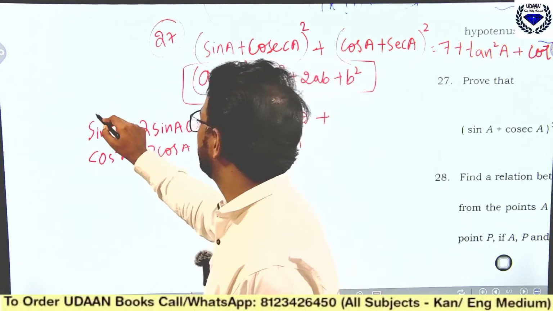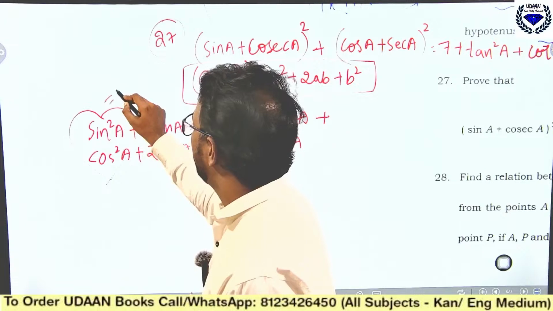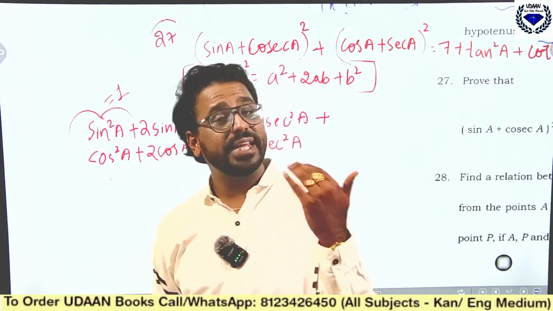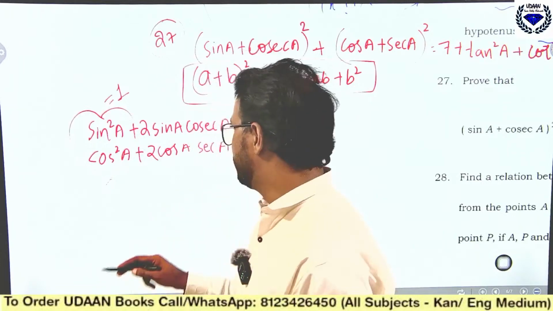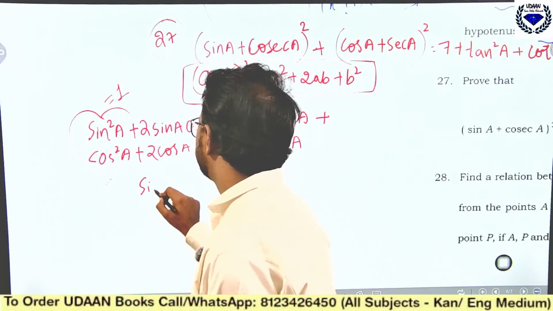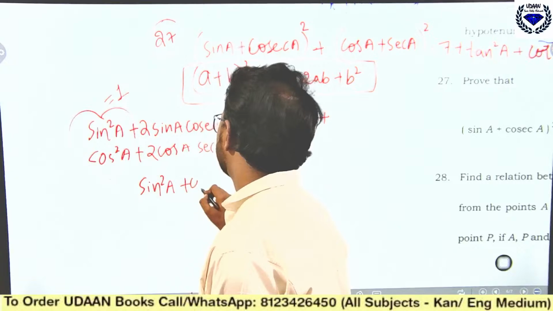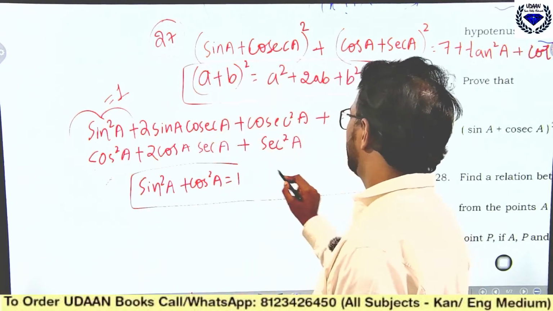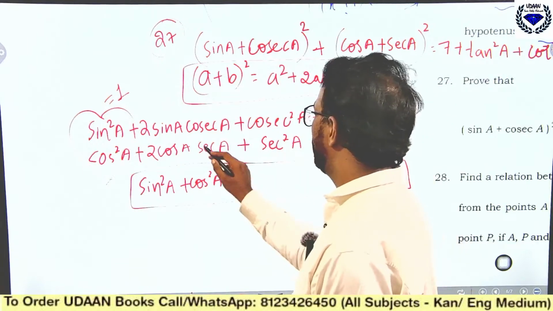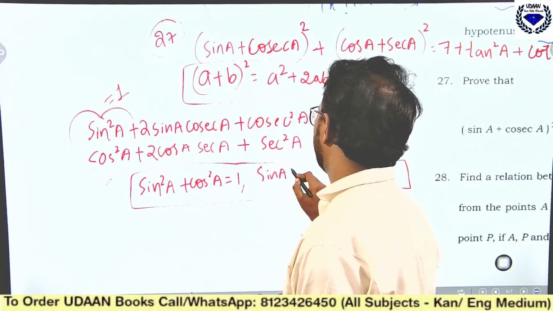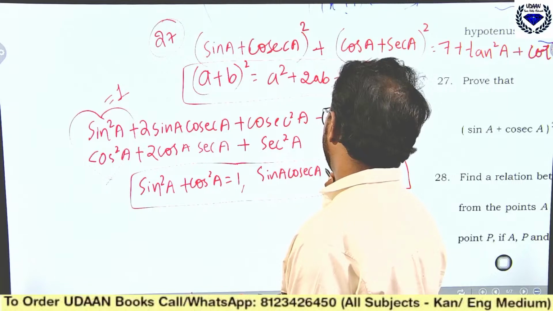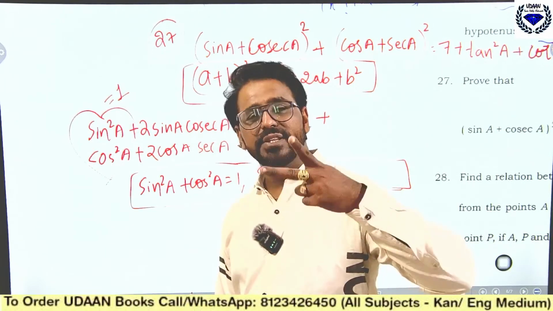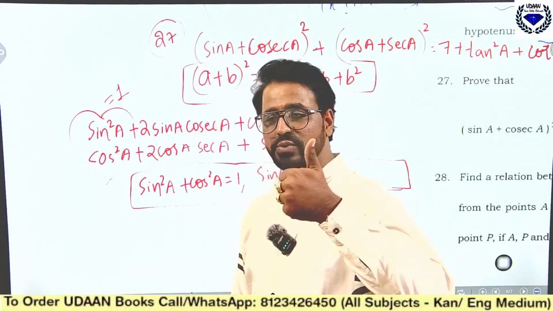Now you got to know this, and this will become what? 1. Why? Sin square theta plus cos square theta is equal to 1. This is a direct identity. You should remember. Okay, what will you get? Sin square A plus cos square A equal to 1. Then similarly, you should know that sin A into cosec A equal to what? 1. Okay. Why? Because reciprocal of sin A is what? Cosec A. So if you just cancel out, you will get 1.